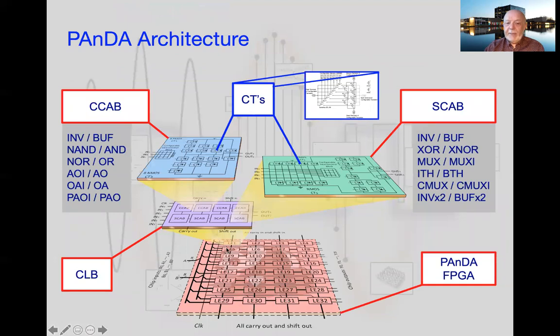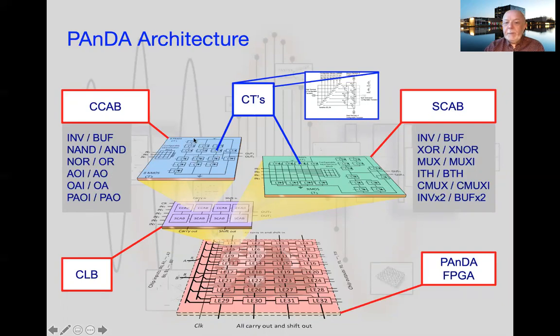If we look at a logic element, then it's made up of a configurable logic block, a CLB. And if you can just see there, each one of those is made up of a series of C-CABs and S-CABs. So a C-CAB along the top line there is a configurable combinational analog block. And that's got the structure we just saw, which gives us a number of standard logic functions that we can have. And it's also made up of a sequential configurable analog block, which is shown over here pictorially.